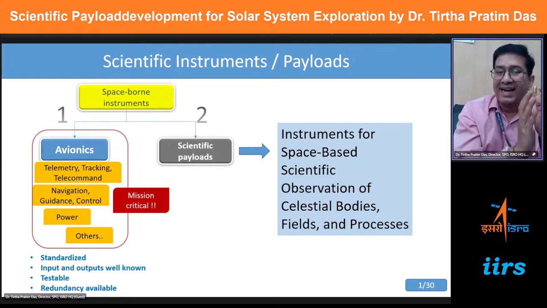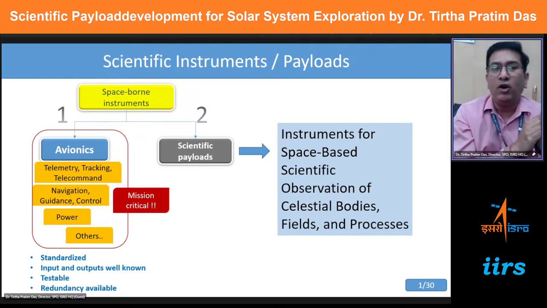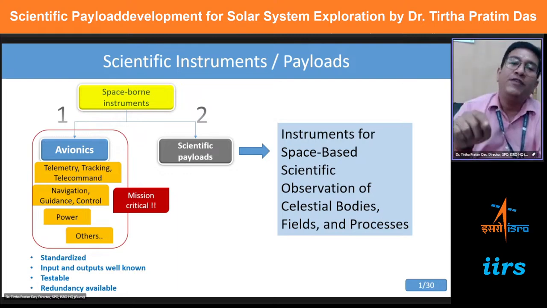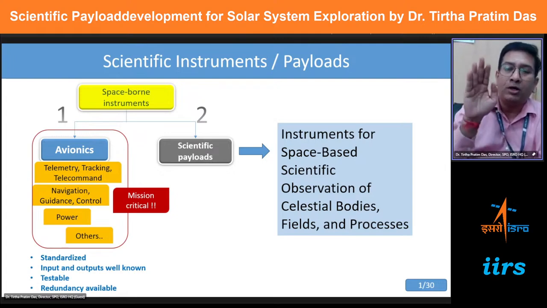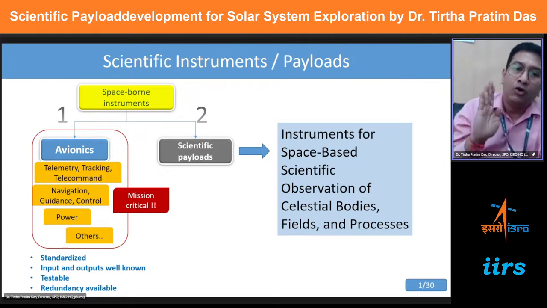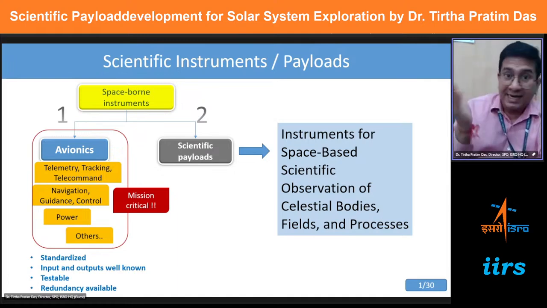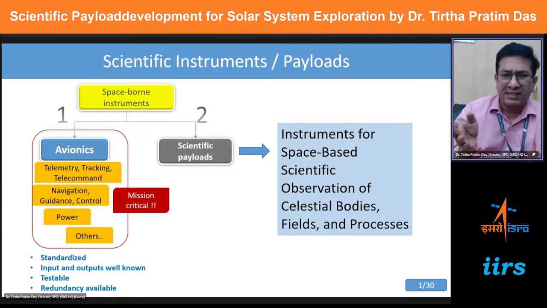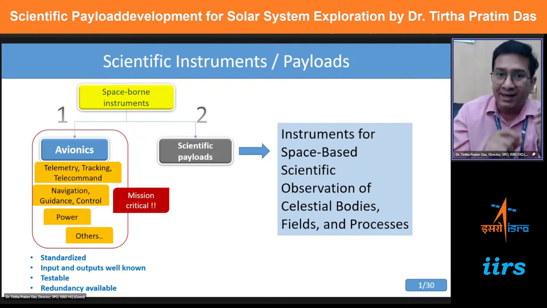Number one, the category is avionics. Avionics is a term which is used for aviation electronics, the electronics for the purpose of aviation. It could be a part of an aeroplane, a rocket, or a satellite. So what are there? You have systems for telemetry, tracking, telecommand, all these things we discussed in the previous lecture. Then we have systems for navigation, guidance, control, power systems, and others. But you have to remember, all these things are mission critical.